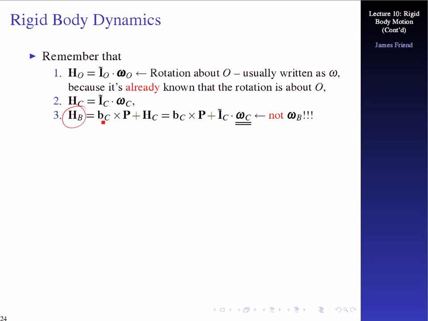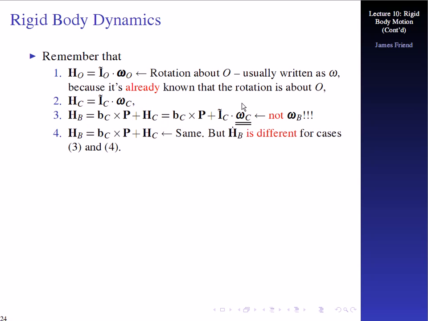not quite so easy to write. It's the distance, this moment arm from the center of mass to point B, cross product with the linear momentum, plus the angular momentum of the body about C. Remember that? We derived all of that. And this turns out to be about C. Notice that the angular velocity here is omega C, not omega B.